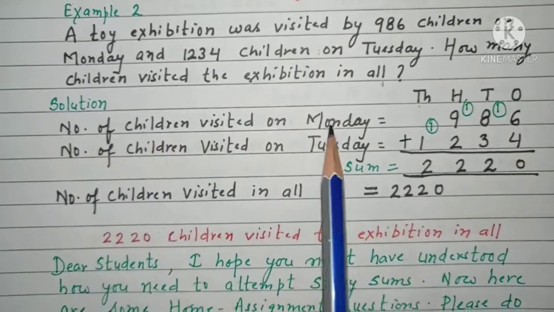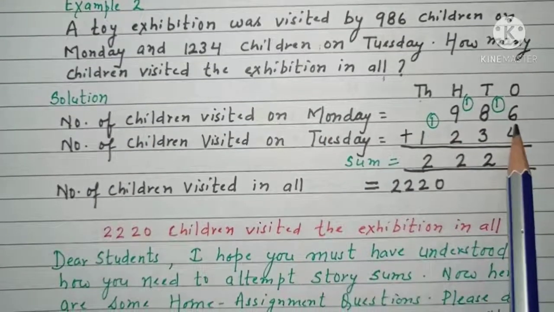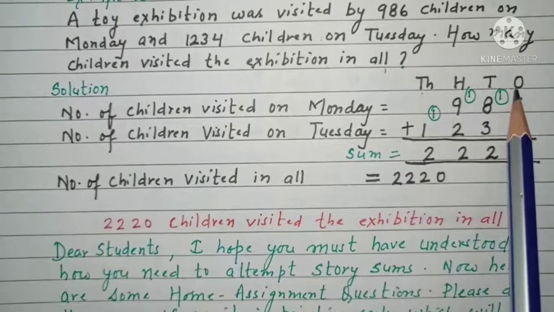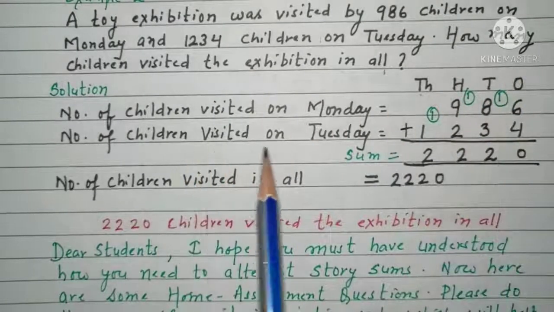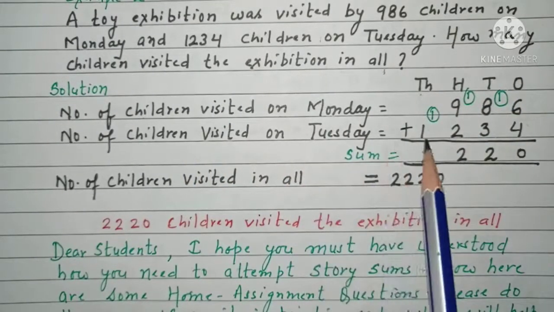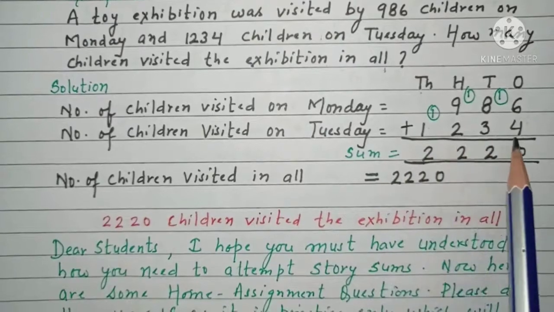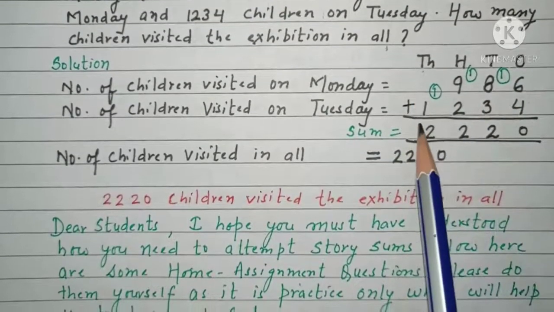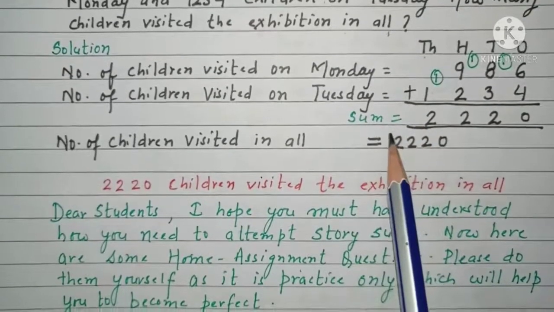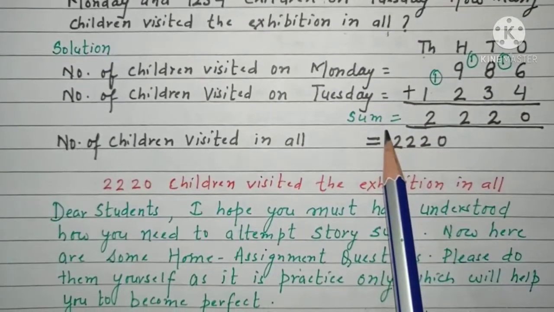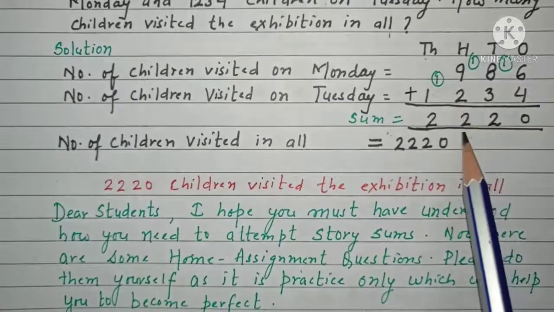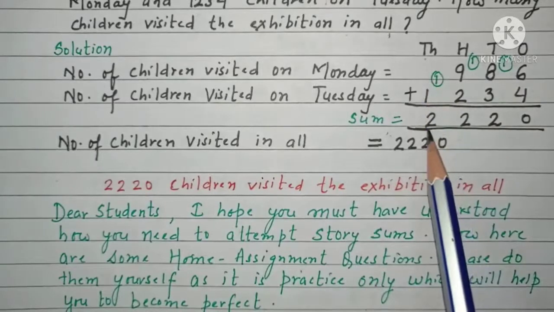Number of children visited on Monday are 986. 3-digit number, so to be arranged in 3 columns of ones, tens and hundreds. Now on Tuesday, the visit was of 1234 children. 4-digit number, so need to be arranged up to the column of thousands. Taking their sum. Why sum? Because we have to find out the number of children in all. So adding the ones, adding the tens, adding the hundreds, and then adding the thousands.